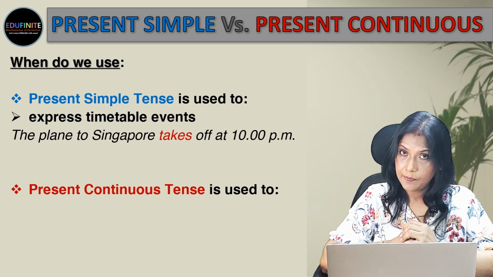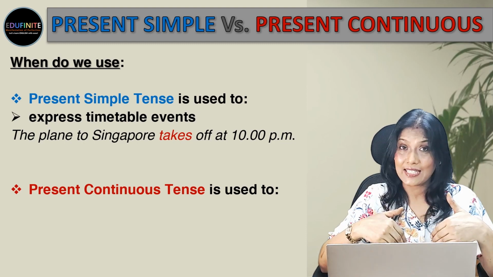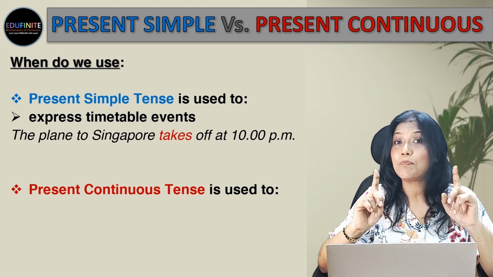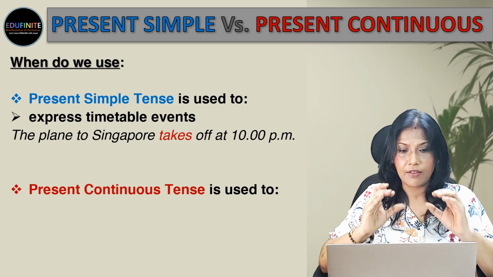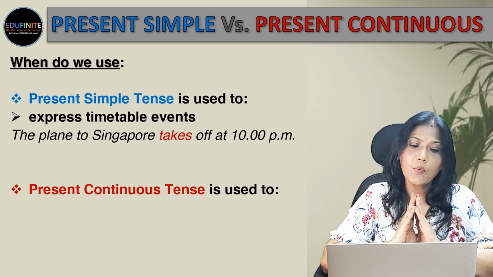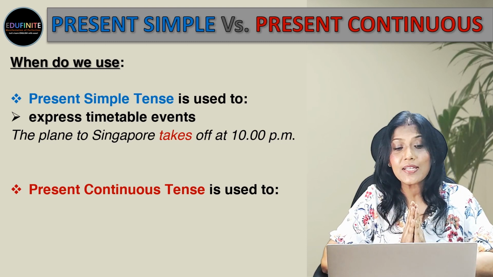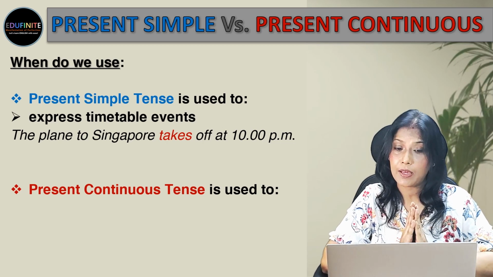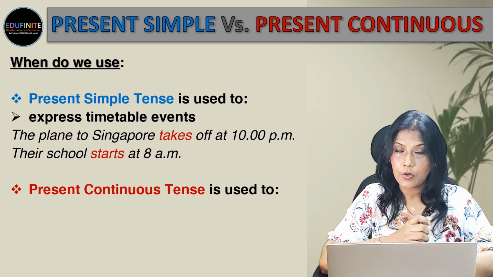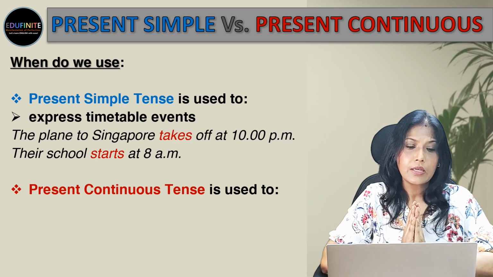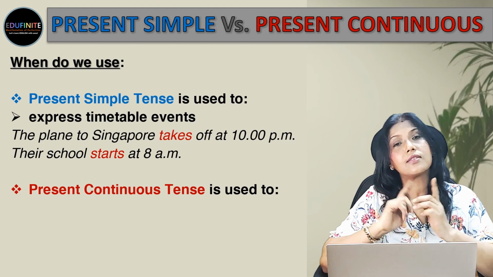So every day without fail, that's the timetable: a Singapore flight from my city takes off at 10 p.m. That means 10 o'clock at night. So since that's a timetable event taking place regularly, we don't say the plane to Singapore is taking off at 10 p.m. That's wrong. What do we say? The plane to Singapore takes off at 10 p.m. Next, their school starts at 8 a.m. So again, this is routine, timetable-maintained work. So again, we don't say their school is starting at 8 a.m. No, that's wrong. We say their school starts at 8 a.m.